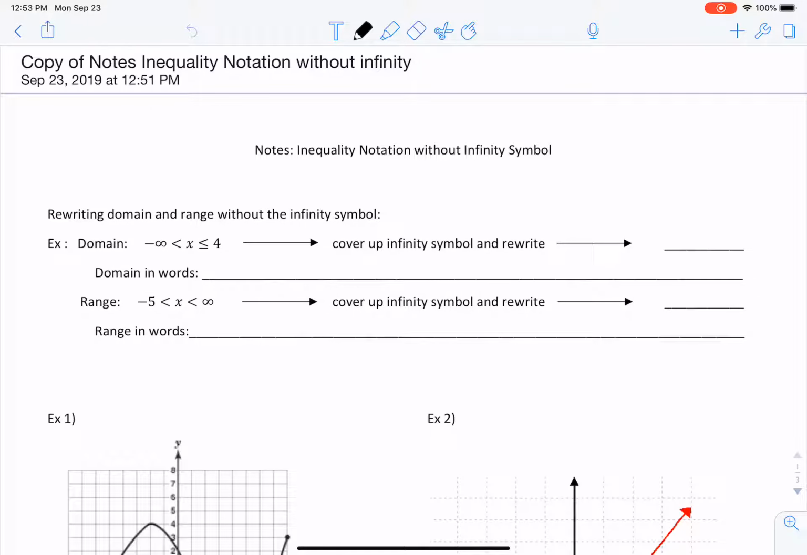All right, so yesterday you learned how to write the domain and range of continuous functions. Today we're going to do the exact same thing, but if you have to use the infinity symbol, we're going to learn another way to do it where you don't have to use that symbol.